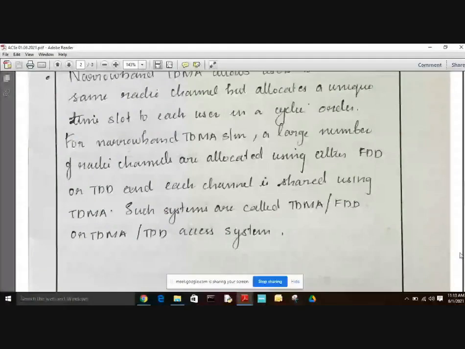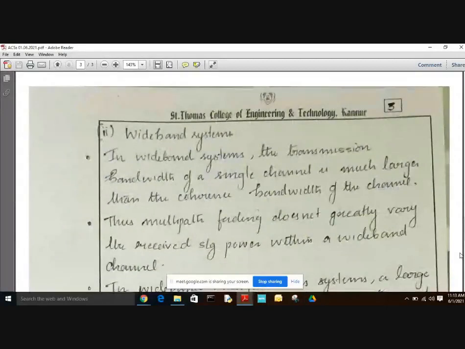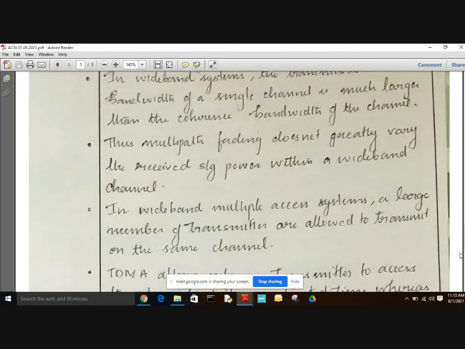Next is the wideband system. In a wideband system, the transmission bandwidth of a single channel is much larger than the coherence bandwidth of the channel. So in a narrowband system, the transmission bandwidth of the single channel was less than the coherence bandwidth of the channel. Here in a wideband system, the transmission bandwidth of a single channel is much larger than the coherence bandwidth of the channel. So the multipath fading does not greatly vary the received signal power within a wideband channel.